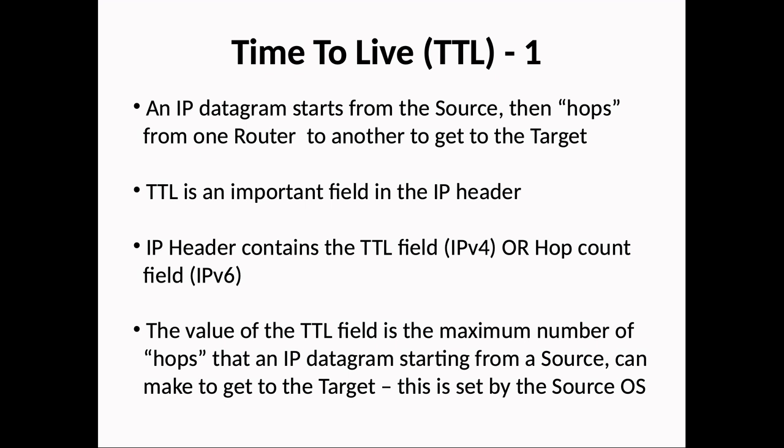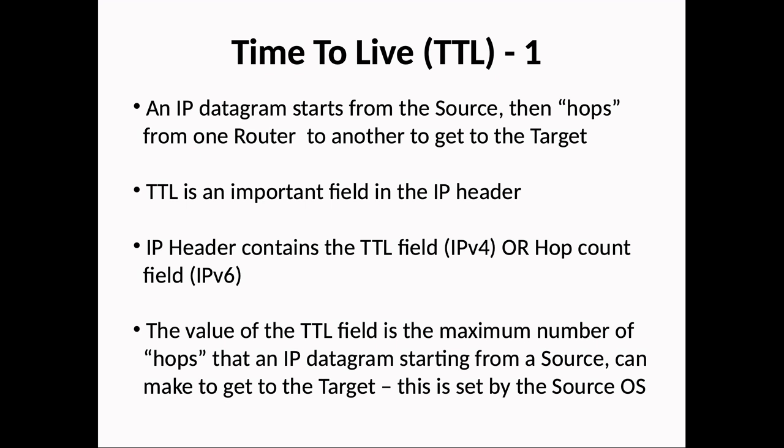On the source device, whichever operating system is running, it is the responsibility of that operating system to make sure that the TTL value is set for every IP datagram that is being sent out from the source device towards the target. Because it is this value that decides how many intermediate routers or devices an IP datagram can pass through as it makes its way from the source device towards the target. Call it the maximum number of hops permitted for an IP datagram.